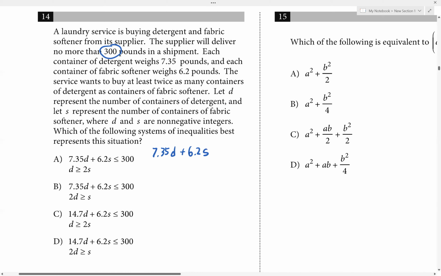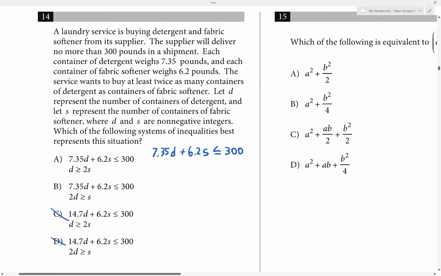And then the total weight has to be less than or equal to the weight limit, which is 300. So it'd be 7.35D plus 6.2S less than or equal to 300. And that should be our first inequality. We have that in answer choice A or B, right? So not C, not D.